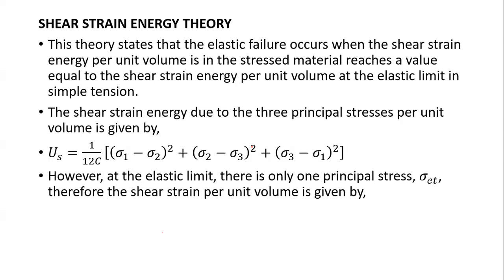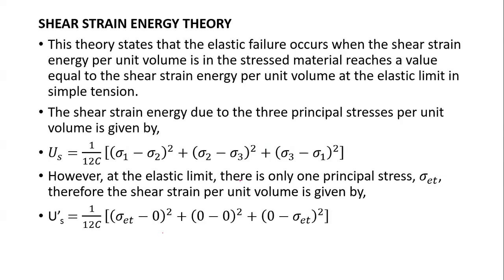Moving on, C is basically a constant. So here we're saying that at the elastic limit, we only have one principal stress, which is the stress at elastic limit for a material loaded in tension. So stress ET. Then what happens to the shear strain energy per unit volume? So here, we're going to introduce U_s is equal to 1 over 12C.